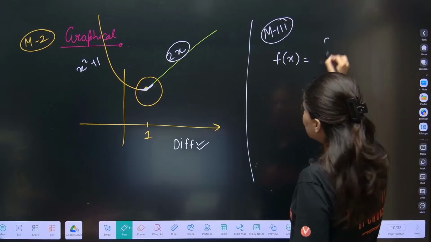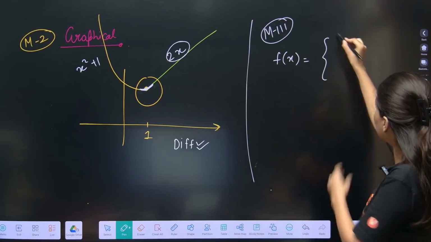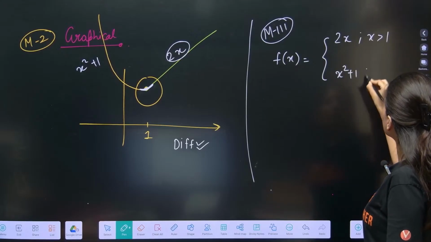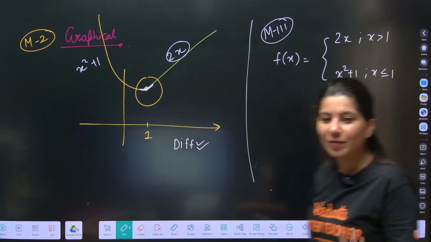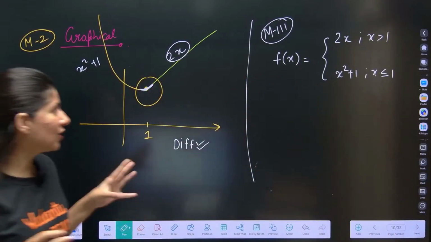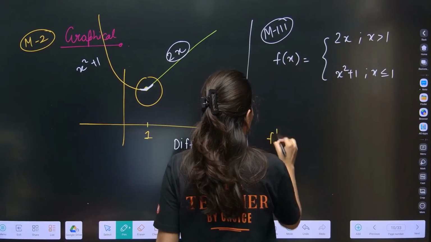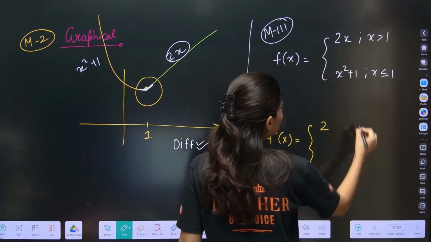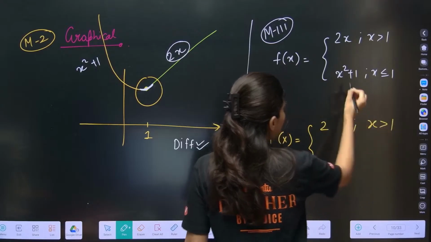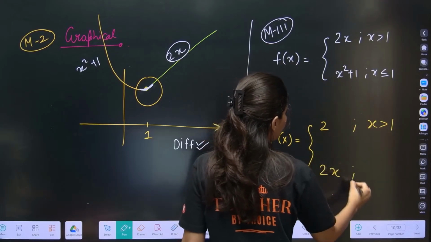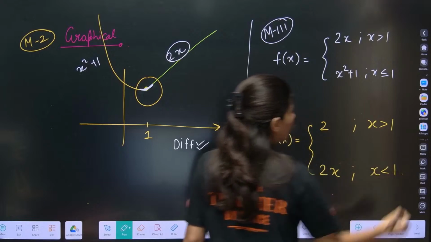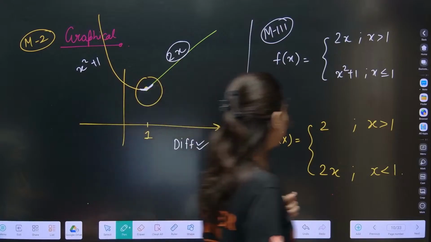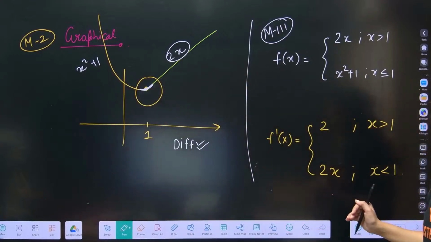So this is your 2x for x greater than 1, x square plus 1 for x less than or equal to 1. Very good method. You're going to love this method. Trust me. You just need to differentiate. f dash x equals 2x, derivative is 2, for x greater than 1. x square derivative is 2x, for x less than 1. You have to remove the equality. Don't apply equality when you differentiate.